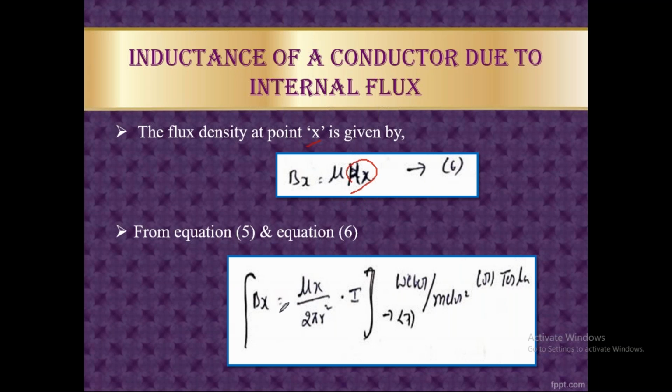So substitute here, then you will get Bx is equal to mu I x divided by 2 pi r square. So these are the units of magnetic flux density: one is Weber per meter square or Tesla. So now two parameters are over: intensity and density. Now we have to find the flux linkages. Let me go to the next slide.